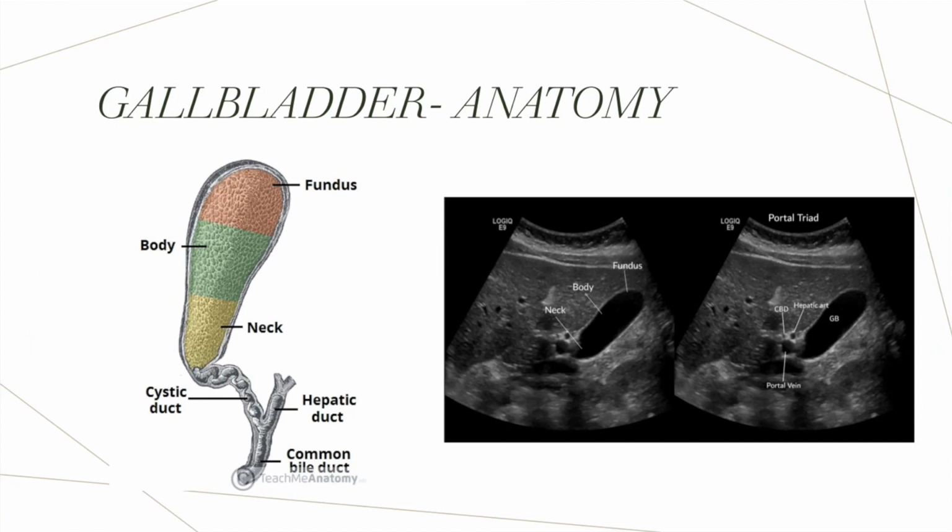So here we have the gallbladder. We can see an illustration to the left here. We have the fundus, the body, the neck. Running on down, we have the cystic duct, which then connects with the hepatic duct, which then comes together for the common bile duct. To the right of our screen, we see an ultrasound image.